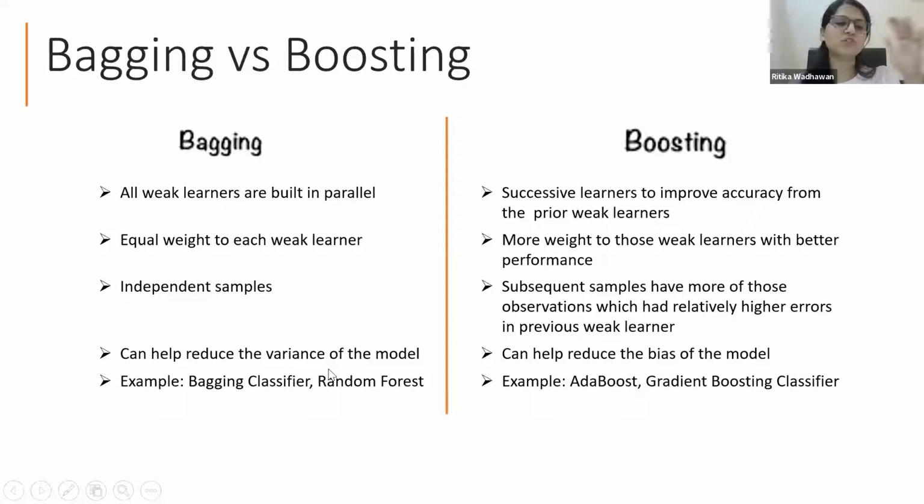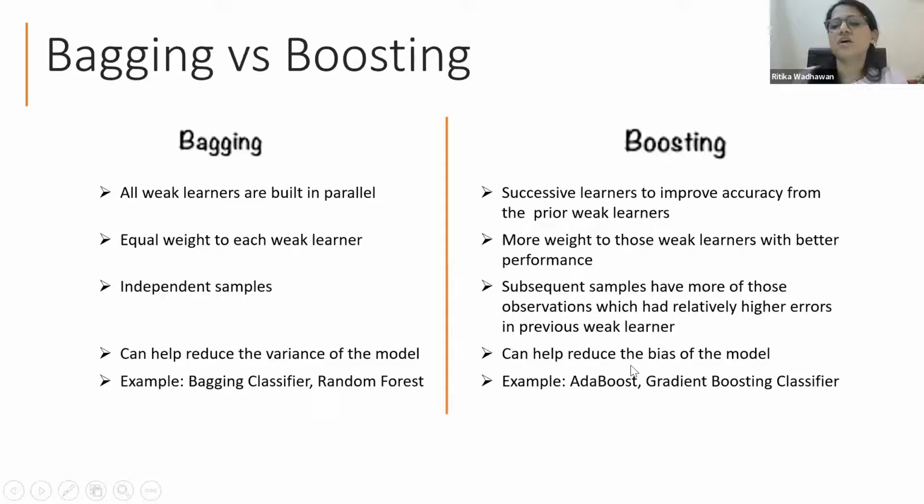Bagging helps to reduce the variance of the model. A model suffers from variance when it is overfitting, when it is too complex. So if your model is too complex, it works well on the training data, but when the model is exposed to unseen data, the performance is not very consistent. In that case, you could go for bagging.